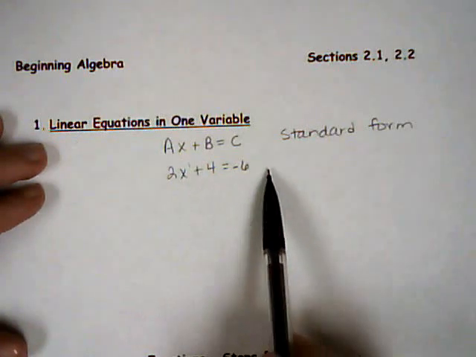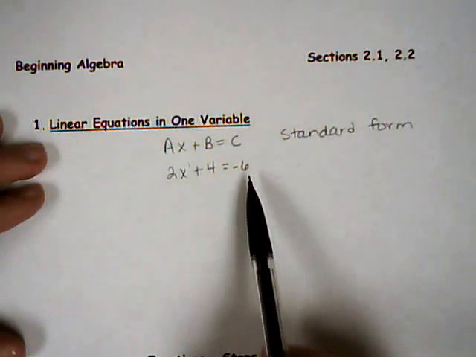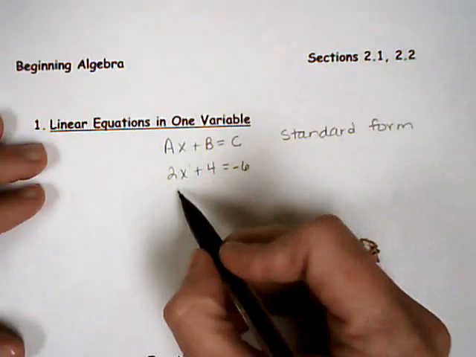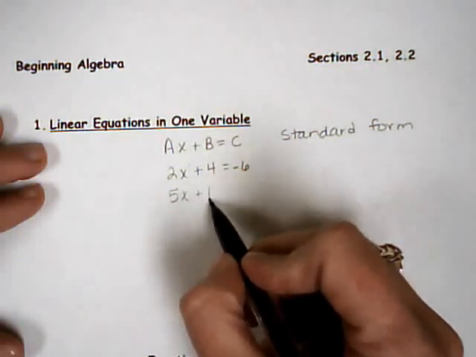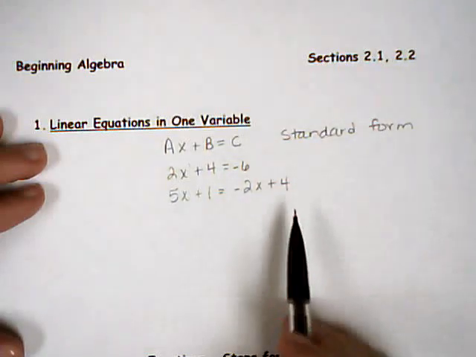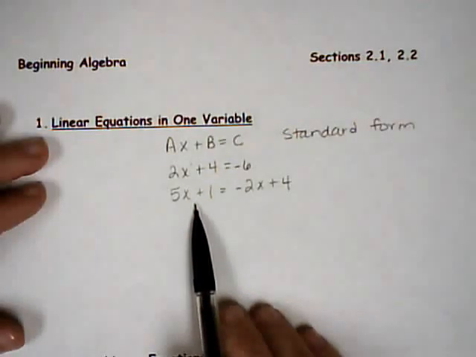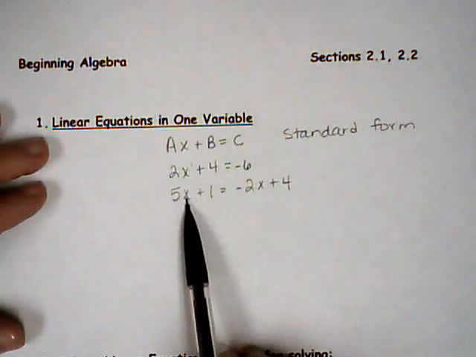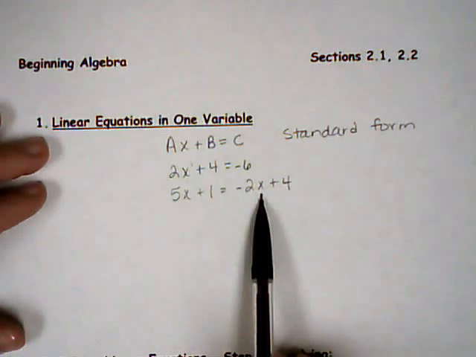Now this is not the only form that these equations can take. It could be something like 5x plus 1 equals negative 2x plus 4. Okay, this is also a linear equation because the exponents are both just 1s.